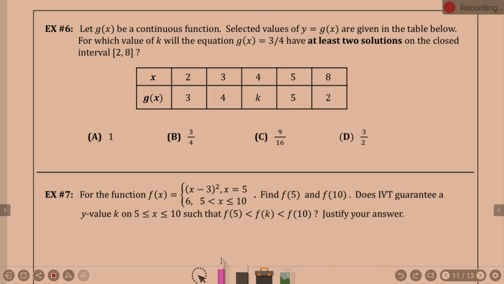Let g of x be a continuous function. Selected values of g of x are given in the table below. For which value of k will the equation g of x equals 3/4 have at least two solutions on the closed interval 2 to 8?